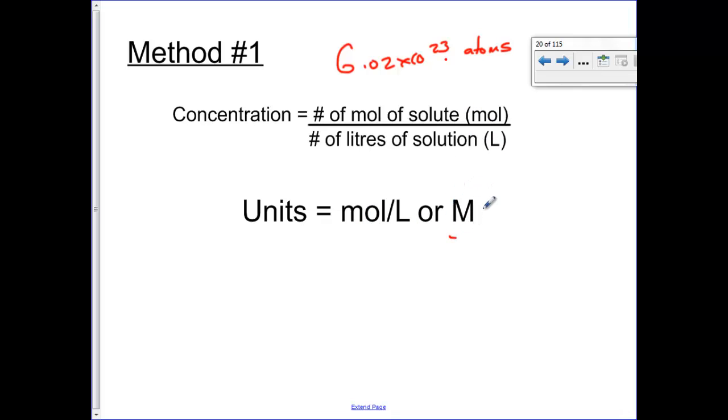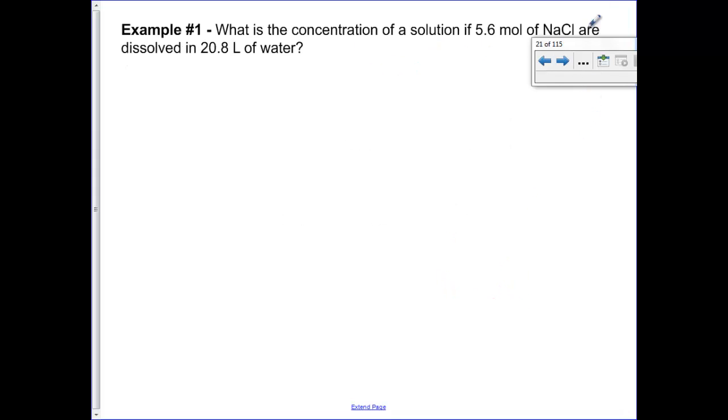By the way, sometimes we abbreviate it as capital M. That refers to what we call molarity. Molarity. So let me do some examples with you on this. So here's my first question. How concentrated is a solution if we take 5.6 moles of NaCl and put it in 20.8 liters of water?